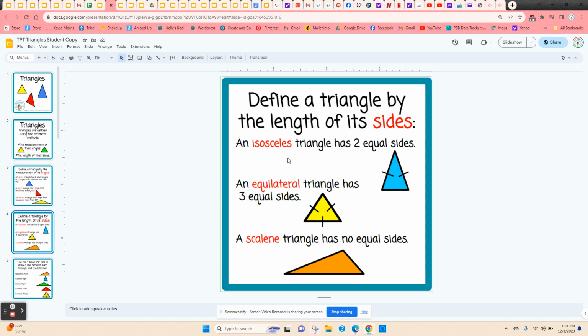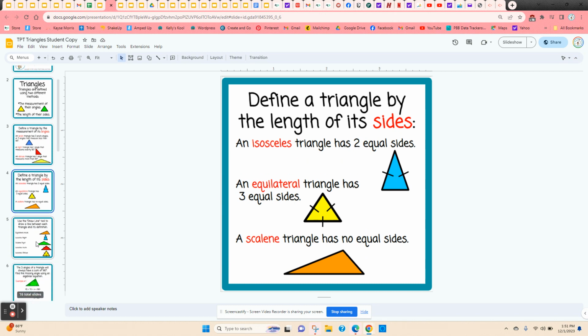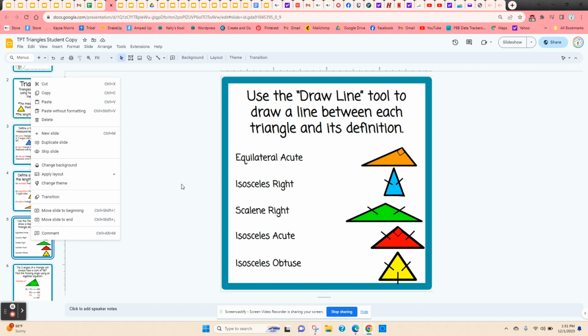We also classify triangles by the length of their sides. So an isosceles triangle would have two sides equal. An equilateral triangle would have three equal sides, and a scalene triangle would have no equal sides. So for the next slide, students are going to get a little practice here.